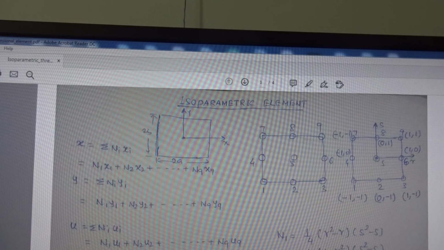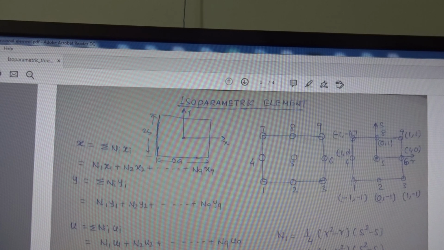Now this is the x-axis, this one is the y-axis. It is represented in the isoparametric coordinate. It has 9 nodes, which are shown in the figure. In the main diagram, in the global coordinate, there are nodes 1, 2, 3, 4, 5, 6, 7, 8, 9. In the isoparametric coordinate, it is written as nodes 1, 2, 3, 4, 5, 6, 7, 8, 9.